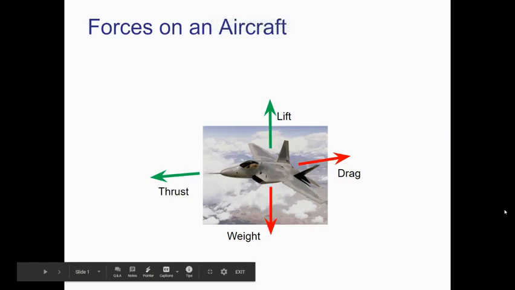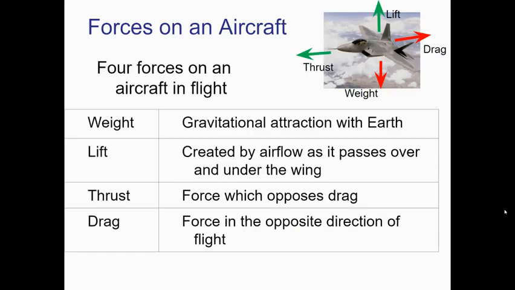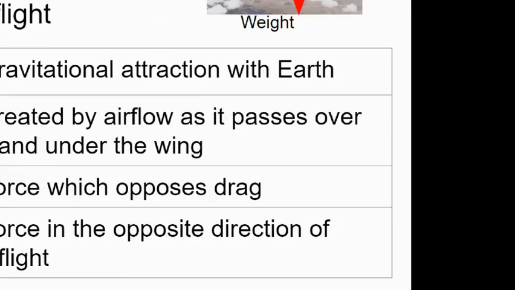All right, so we're going to talk about forces that act on aircraft. There are four forces that act on an aircraft. They are lift, drag, weight, and thrust. We'll talk about each one, how they work, and what direction they go in. These four forces are defined here on this slide. So let's look at each one.